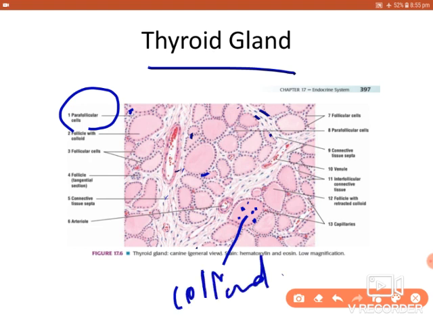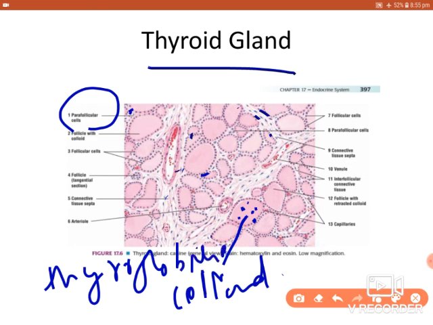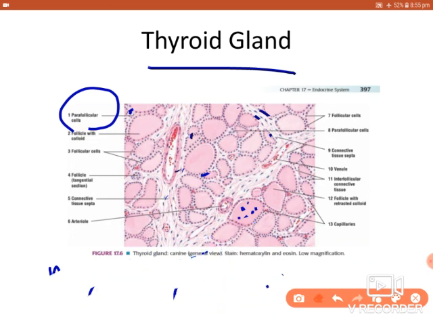It consists of thyroglobulin. These are the inactive iodinated thyroid hormones. Okay, these are the inactive form of the thyroid hormones. So the secretions of the follicular cells are T3 and T4, which are triiodothyronine and thyroxine, which have various effects on fat, protein, and carbohydrate metabolism.